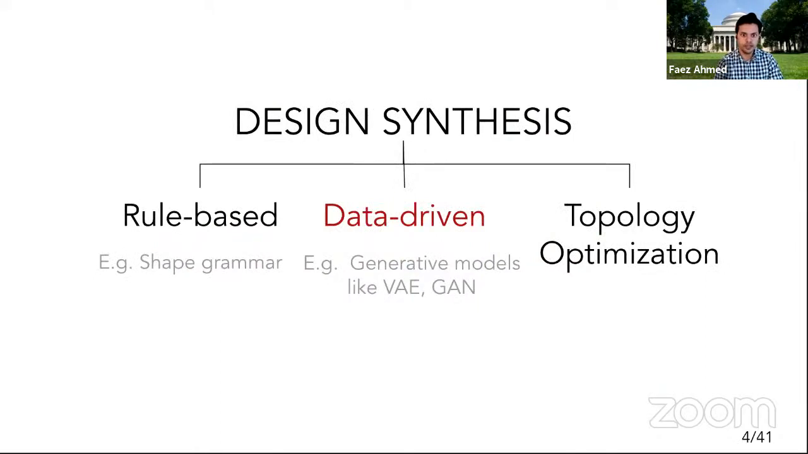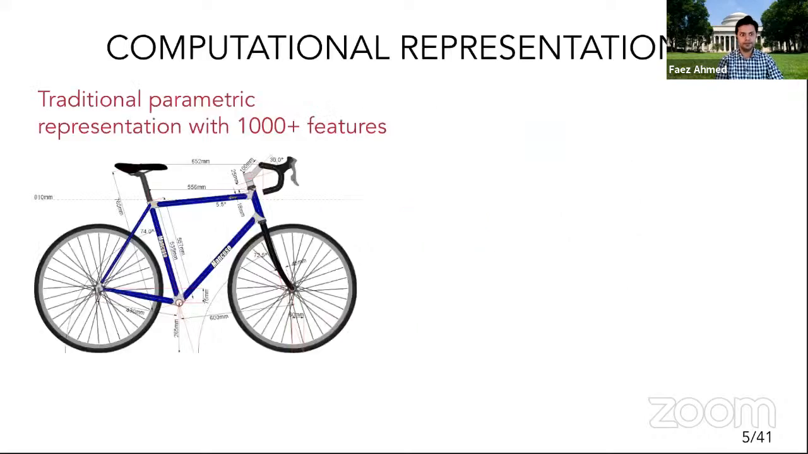And for this idea of creating designs, we broadly think about design synthesis, or creating new designs. And there are 3 main categories. So there is rule-based design, data-driven design, and topology optimization. I'll mostly focus on data-driven design. Again, there is this whole idea of generative topology optimization and rule-based design, which we'll not touch today.